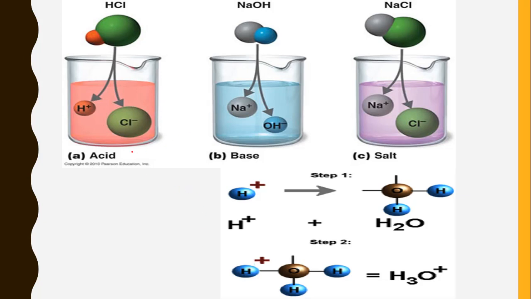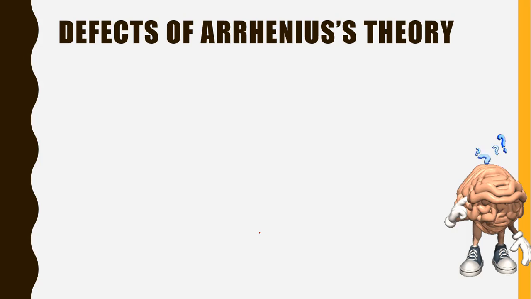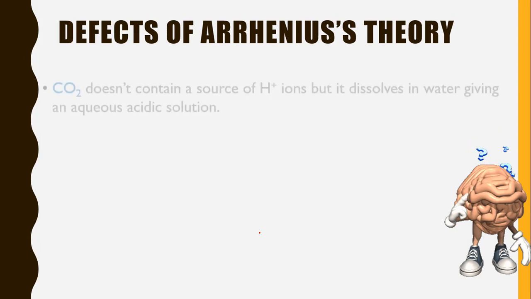This figure, figure A, is considered an acid. Why? Because it contains positive hydrogen ion when it dissolves in water. Figure B is a base, because it contains negative hydroxide ion when it dissolves in water. Figure C is neither acid nor base, because it contains neither positive hydrogen ion nor negative hydroxide ion, so it is neutral or salt. What are the defects of Arrhenius theory?